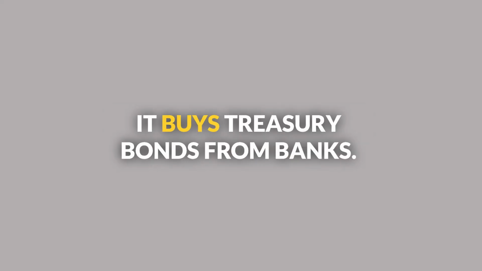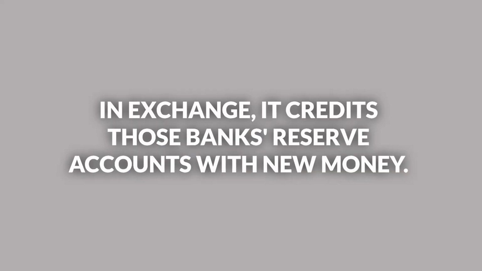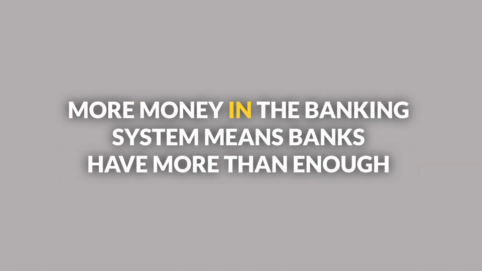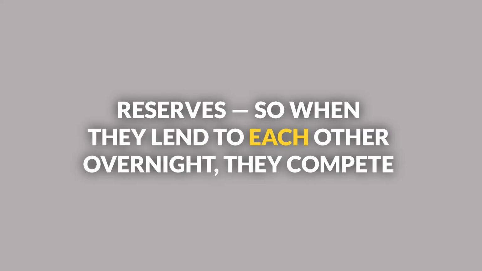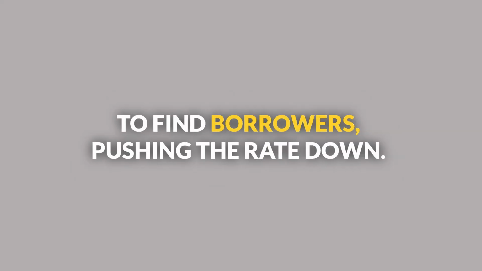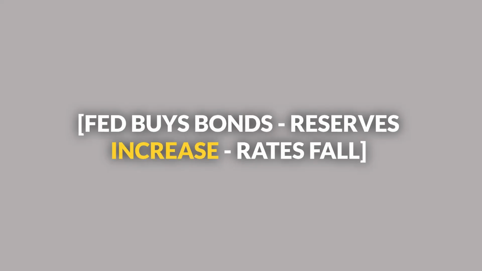Here is the logic. When the Fed wants to lower rates, it buys Treasury bonds from banks. In exchange, it credits those banks' reserve accounts with new money. More money in the banking system means banks have more than enough reserves. So when they lend to each other overnight, they compete to find borrowers, pushing the rate down. Fed buys bonds, reserves increase, rates fall.